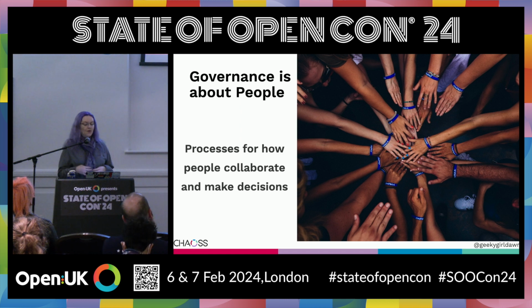If the processes for collaboration, leadership, and decision-making are not clearly documented as part of the project governance, this can increase the risk of participating in or using the project because it just introduces a lot of uncertainty into the mix.